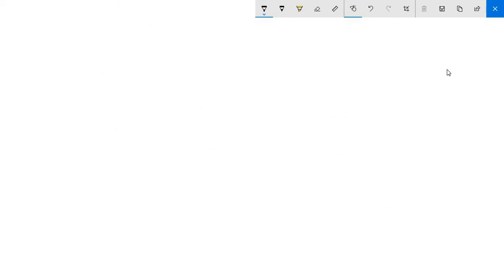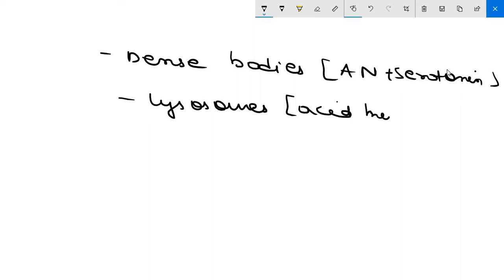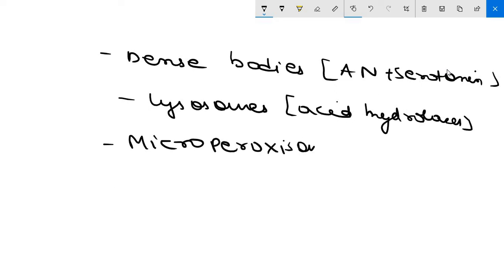Besides alpha granules, platelets also have dense bodies, which contain adenine nucleotides plus serotonin. Clear? They also contain lysosomes, which contain different acid hydrolase enzymes. They also contain microperoxisomes, which contain the enzyme catalase.